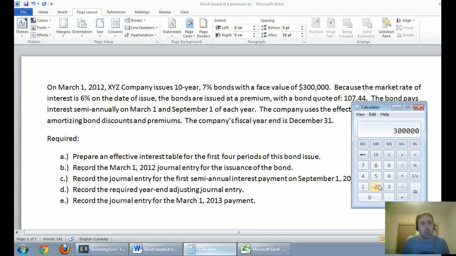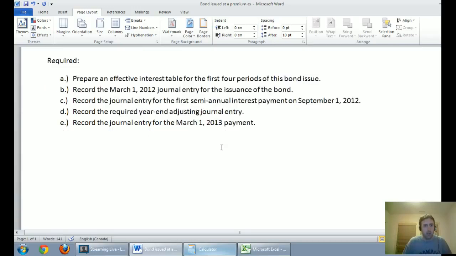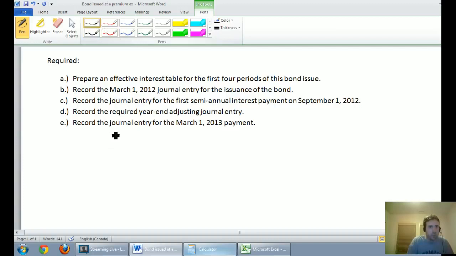But because our interest rate is very attractive to investors, they're going to pay us a little bit extra. They're going to pay us 107% of what we wanted, and if I want to express that as a decimal, it's times 1.0744, and I get 322,320. So that's how much cash I receive. I'm going to have to pay back 300 grand, but I get paid 322,320 today. Marvelous. So let's do that first journal entry. I always do that before I do my effective interest table. I just like to get it out of the way, and it helps me in setting up the table.